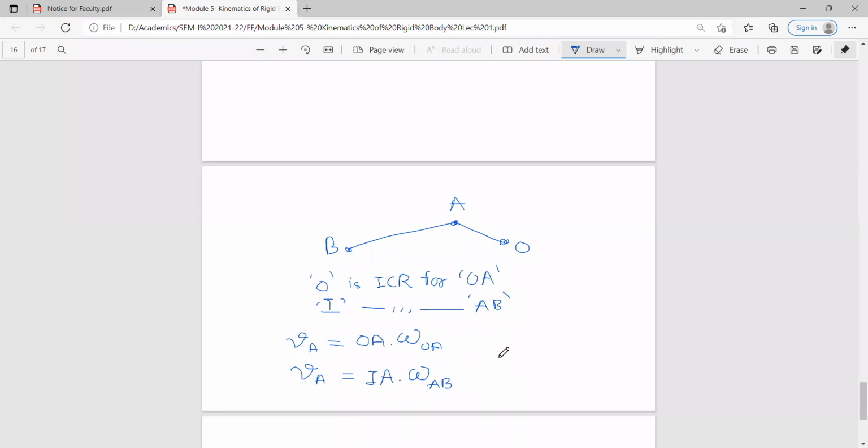Getting it? It is point A's distance from the center of rotation. For link OA, the center of rotation is O. For link AB, the center of rotation is I, somewhere here. Understood, sir. So you can note down, then we will stop it here.